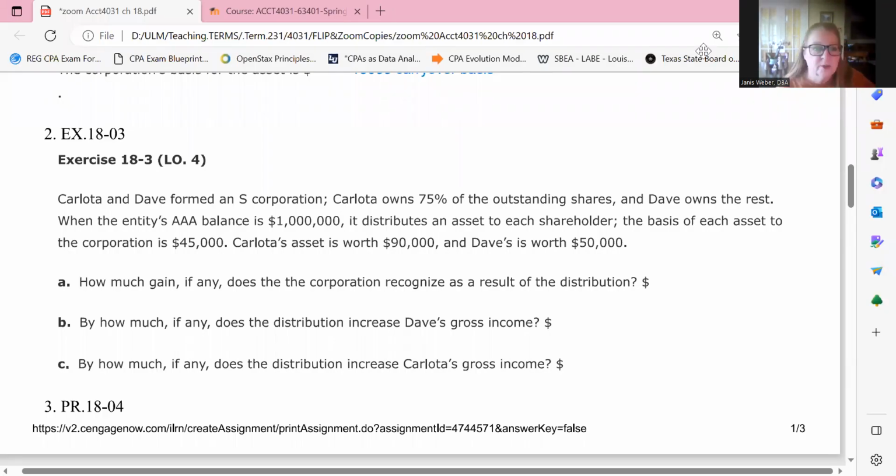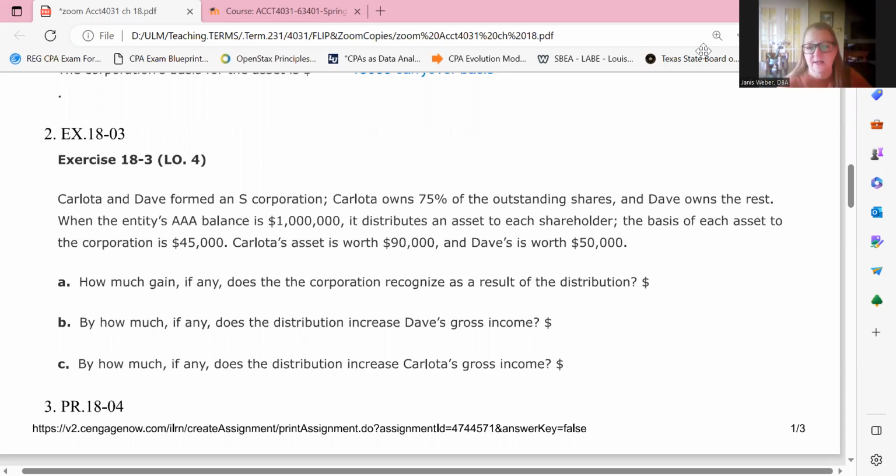We'll do two more problems in chapter 18. This first one, 18.3: Carlotta and Dave form an S corporation. Carlotta owns 75% of the outstanding shares and Dave owns the rest. When the entity's AAA balance is $1 million, meaning they have accumulated earnings, basically, it's sort of like retained earnings.